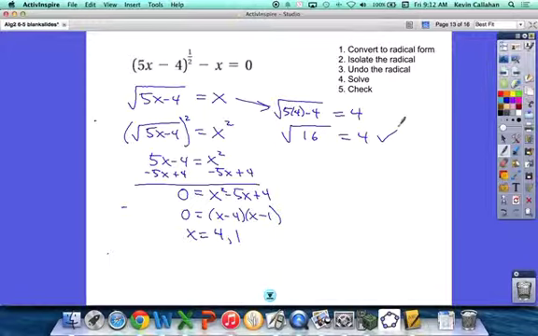Try the same thing with the 1. The square root of 5 times 1 minus 4 equals 1. The square root of 1 equals 1. That's a check. So there are no extraneous solutions. They both checked.